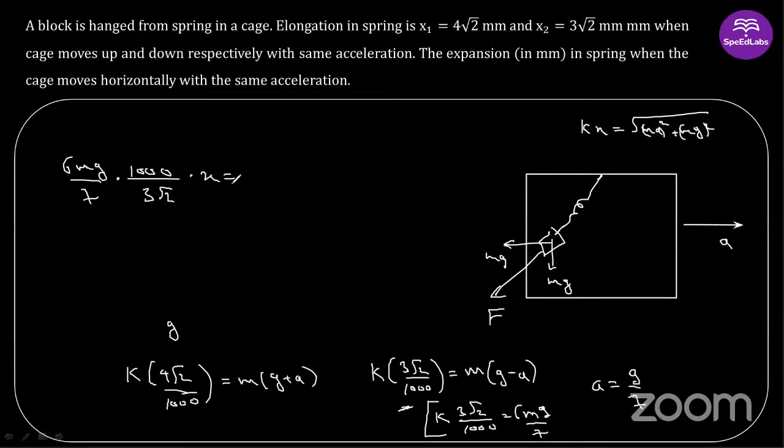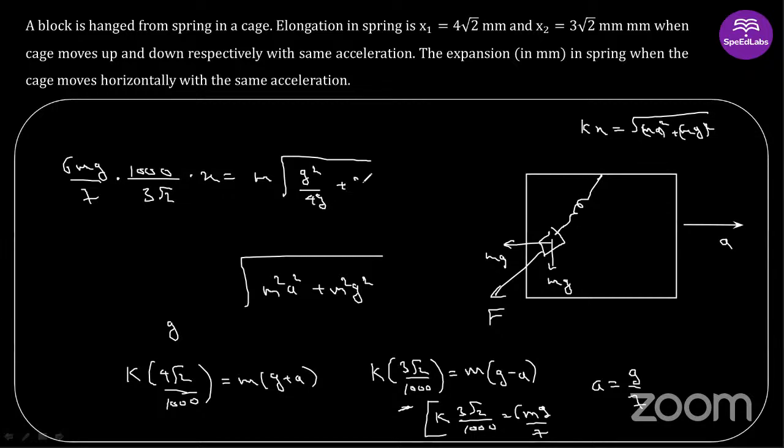times x is equal to, by the way, x is in meter, okay? So is equal to root of that. So what is root of that? Root of m square a square plus m square g square. You can take m square common, eventually m will come out. It is under root a square, which is g by 7 whole square. So g square by 49 plus simply g square. So g also comes out. We get 1 by 49 plus 1, right? That is root of 50 by 49. So we get root of 50 by 7.